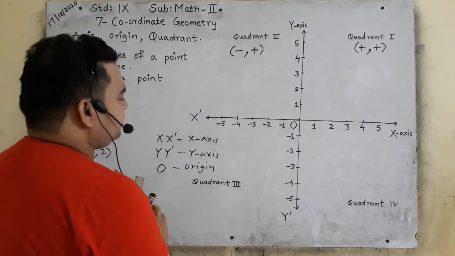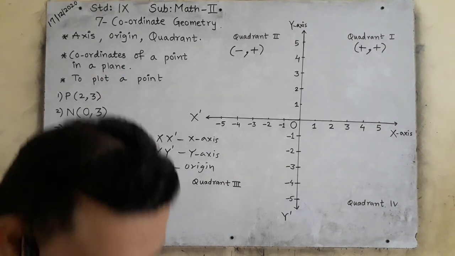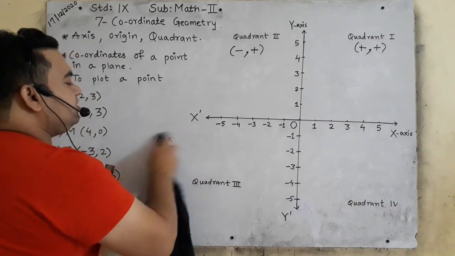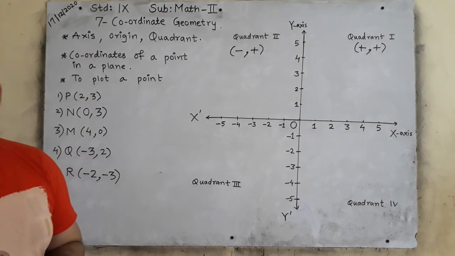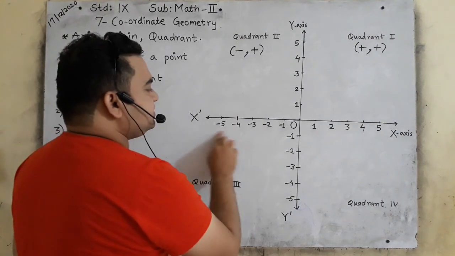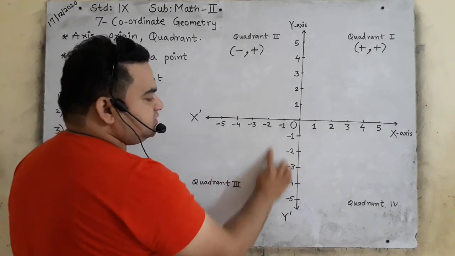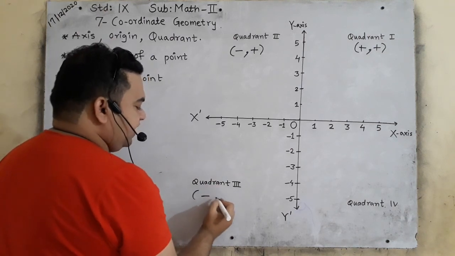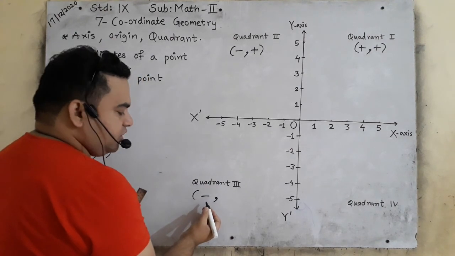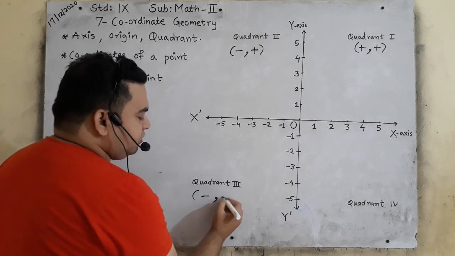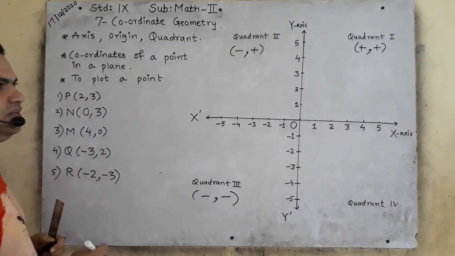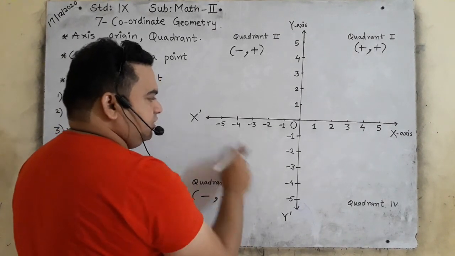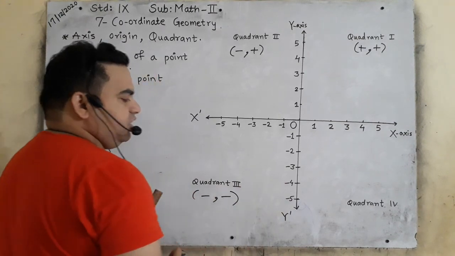Okay, now see the third quadrant. Okay, I will erase this thing. We will see the third quadrant now. In third quadrant, please pay attention towards the x line. X-axis is negative and y-axis is also negative. So the sign of third quadrant will be: coordinate of x is negative and coordinate of y is also negative. Is it clear? See here, coordinate of x negative and coordinate of y is also negative.